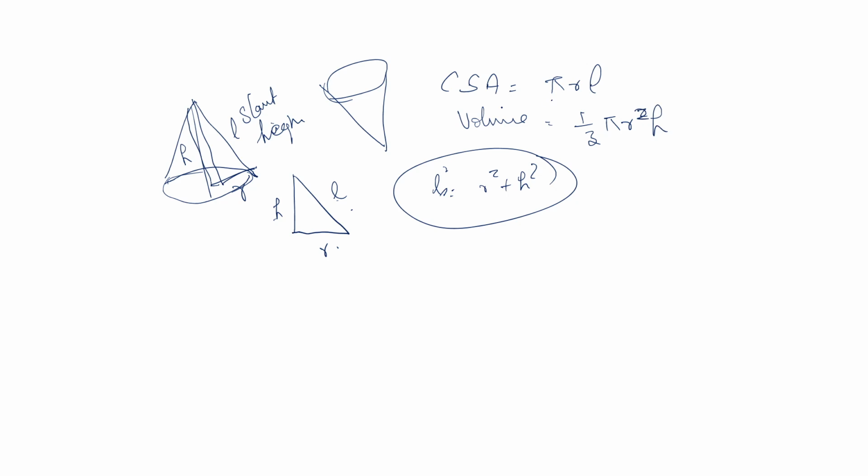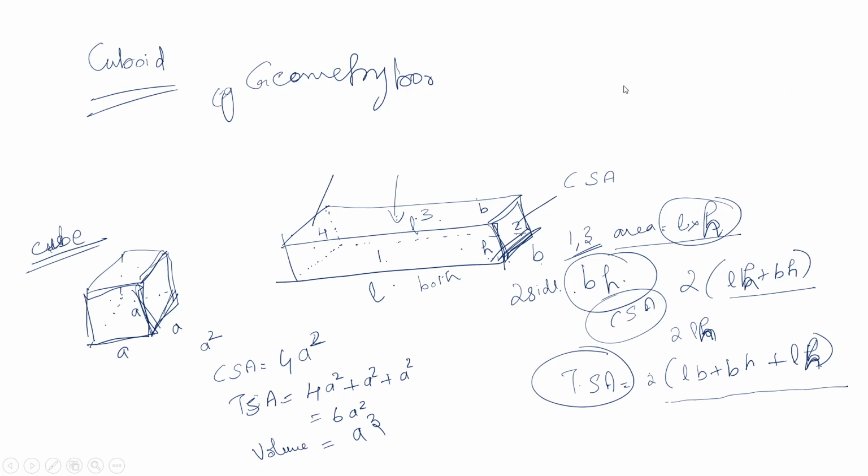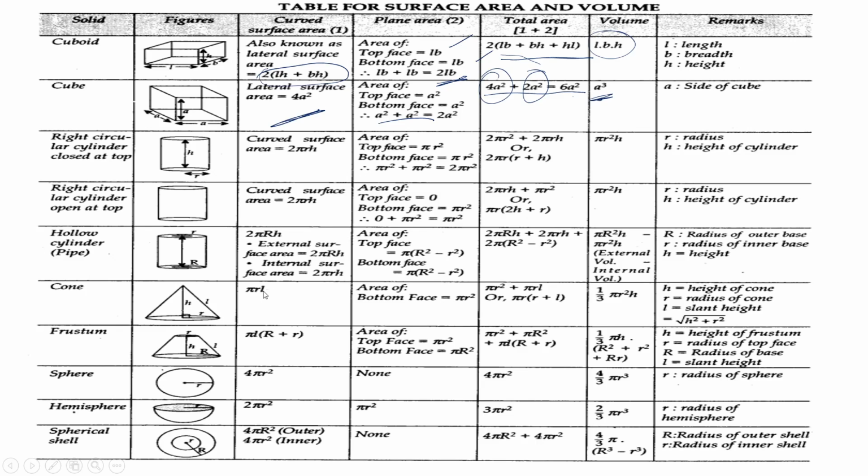Okay, if the cone is closed at the bottom, then the total surface area will become pi r L plus the bottom. What is the shape of the bottom? Circle. So what is the area of the circle? Pi r square. So the total surface area will become pi r L plus pi r square if it is closed at the bottom. If it is not closed, the curved surface area is pi r L. Getting? If the bottom face is closed, it is of the form circle.